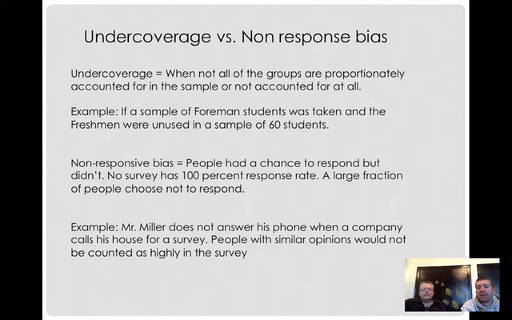And then there's non-response bias, where people had a chance to respond, but they just didn't. No survey ever has a 100% response rate, but you want to try and get an equal proportionate amount of responses. You don't want to leave a large fraction of people who just don't respond and actually have an opinion. Maybe you send out emails to 1,000 people, but you got 200 responses back. That would be an example of non-response bias because those 800 people who didn't respond, their opinions are not represented in the survey.